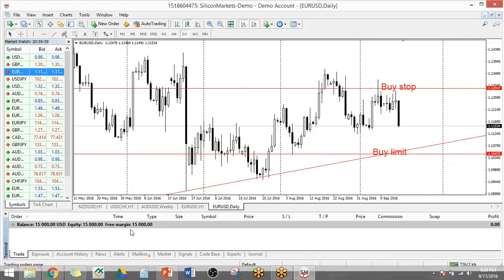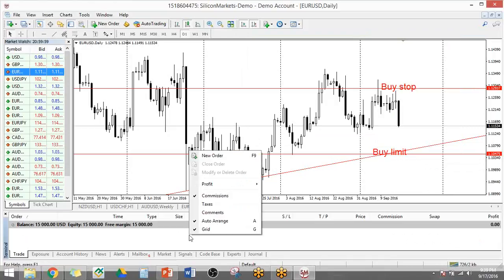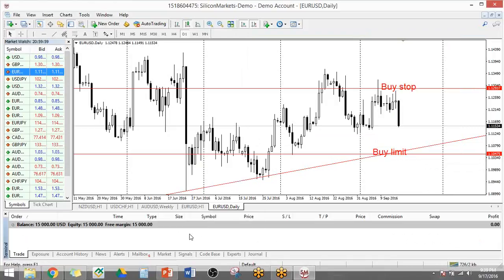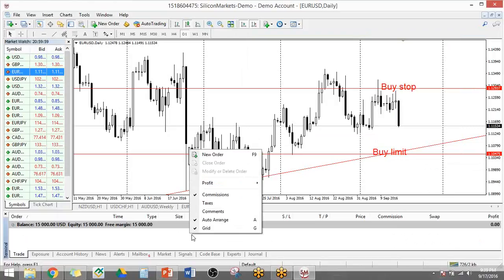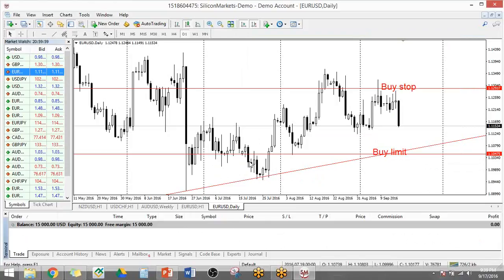What you do is you go to your trade, and you have your open trade right here. You right click on that particular trade, and then you have a tab saying trailing stop. So you go to that tab, and it's going to ask you how many pips you want for the trailing stop.